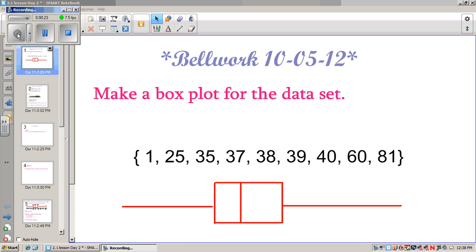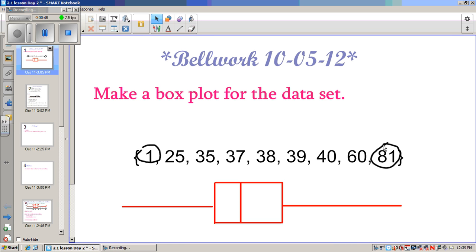A box and whisker plot is created by using the 5-number summary known as the min, the first quartile, the median, the third quartile, and the maximum. And so to begin, we must find those values. We're going to start with the easy ones, which are our maximum and our minimum. So 1 is our min and 81 is our max. Those are the easy ones to find.